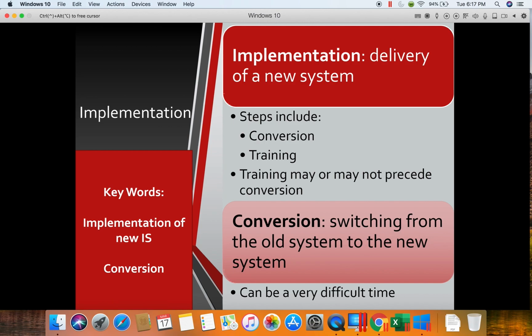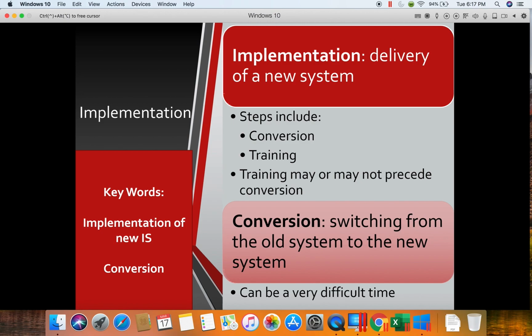After this, we begin implementation. So implementation is changing to the new system. It's also called delivery, and it consists of 2 steps: conversion and training. Conversion is how are we going to stop using the old system and start using the new one. And there are multiple ways or approaches we can take to that conversion.